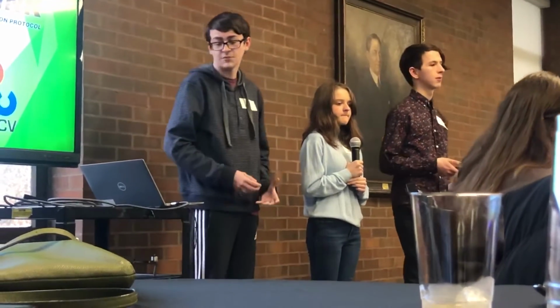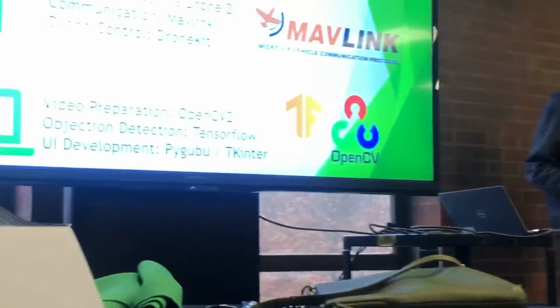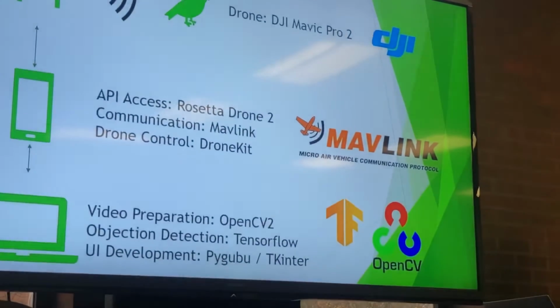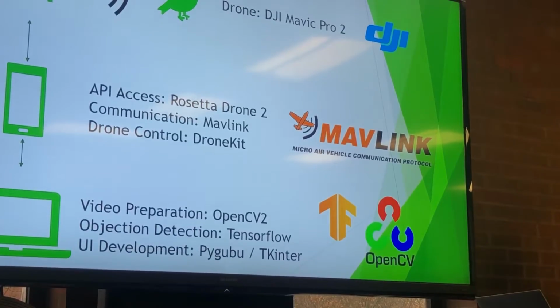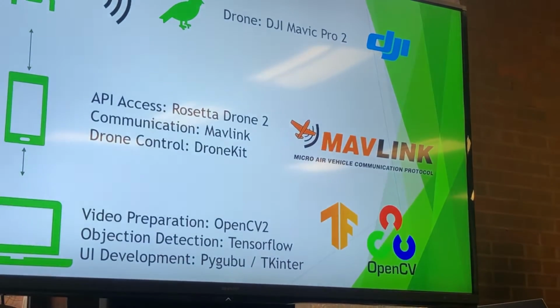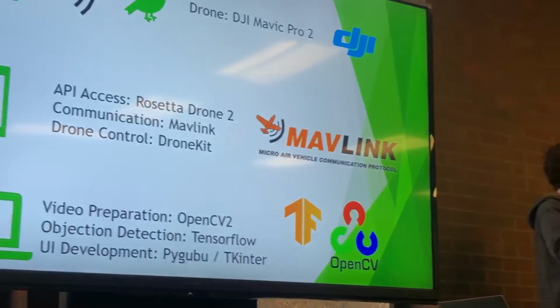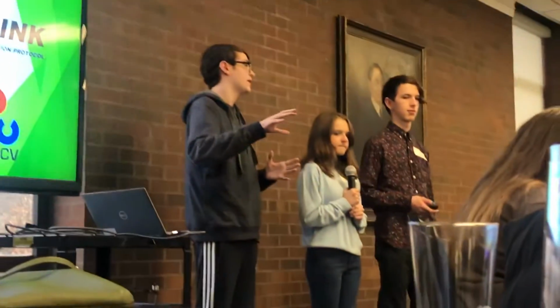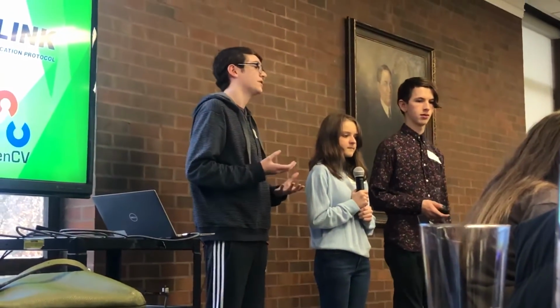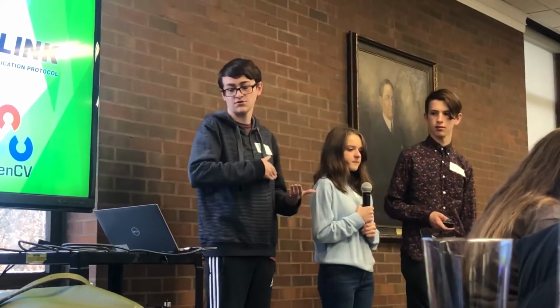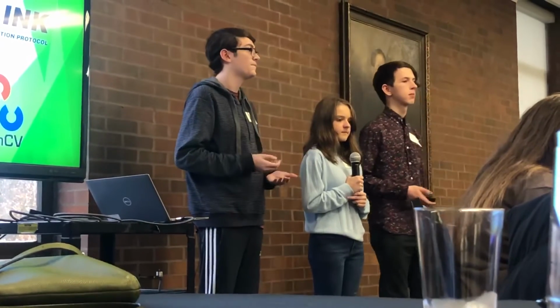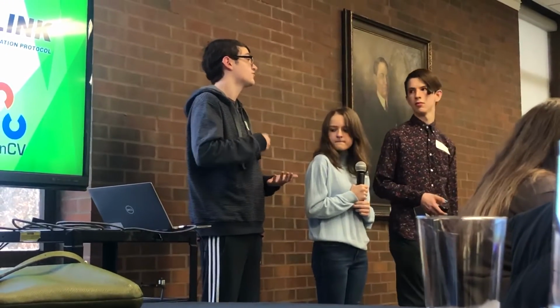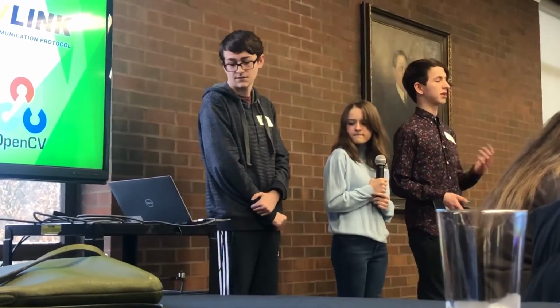On the phone, we have an app called Rosetta Drone 2 because the drone uses DJI's API, which basically means it's kind of hard to access the drone directly from a computer. And this app is like a bridge between DJI's API and a protocol called Mavlink, which is how we send instructions back to the drone. And then we use a Python library called DroneKit, and that allows us to send instructions directly from the code that we're already doing our image processing. So all the processing is being done in Python.